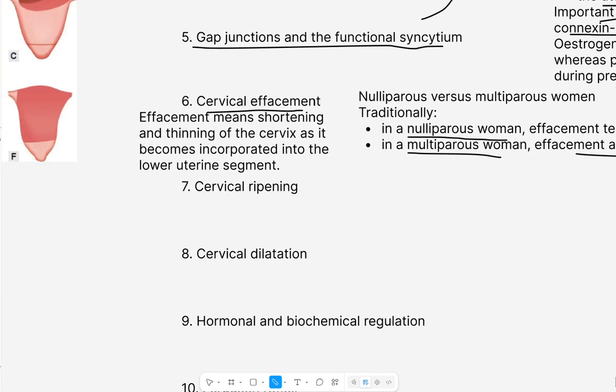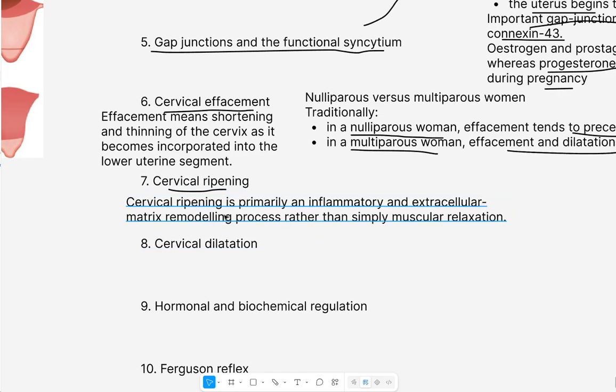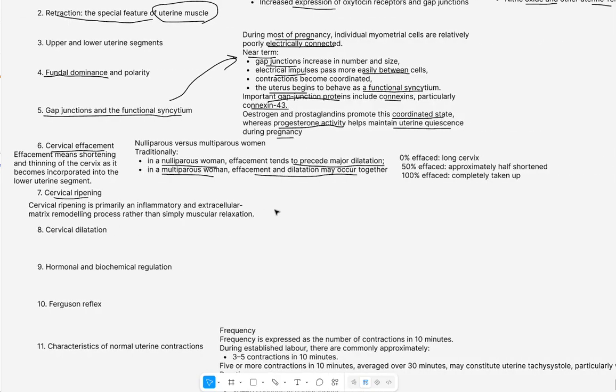Right? Now we talk about cervical ripening. Before contractions can efficiently dilate the cervix, it undergoes ripening, and cervical ripening is primarily an inflammatory and extracellular remodeling process rather than any simple muscular relaxation. So can you see here that cervical ripening is an inflammatory and extracellular matrix remodeling process rather than simply a muscular relaxation?